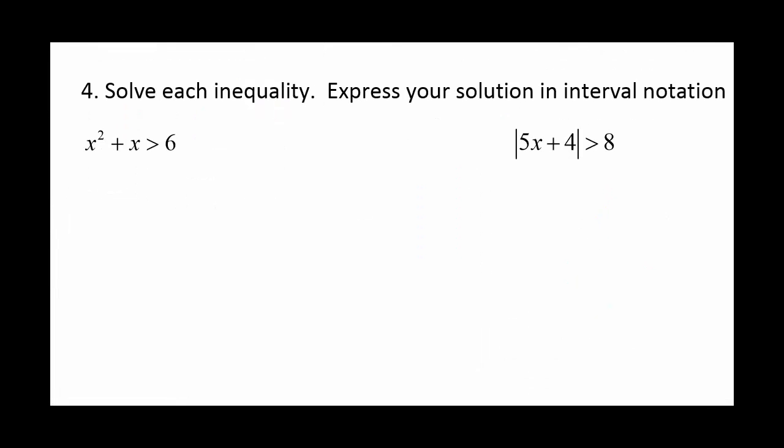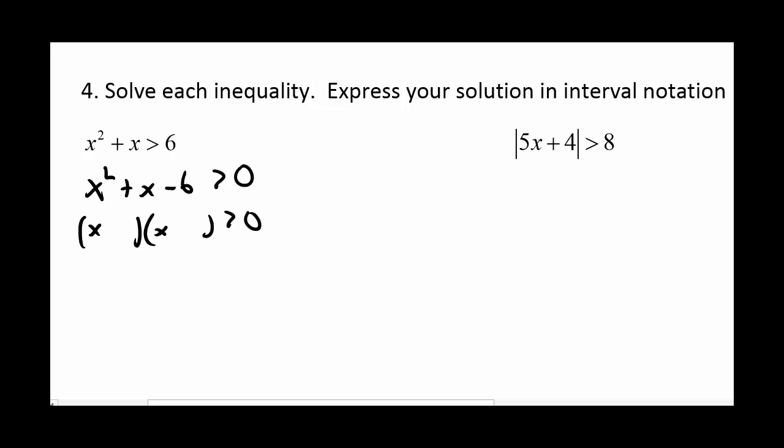And number 4, I just want to caution you, even though it looks like they're very similar questions, the fact that absolute value shows up in 1 changes drastically how you go about solving it. And the fact that the other one is squared also changes that. So they're definitely going to look like two different problems when we're done. So on this one, I want to bring over the 6. X squared plus x minus 6 is greater than 0. I want to factor it.